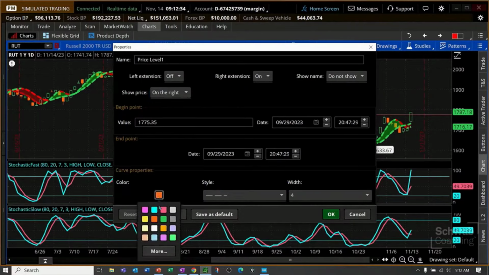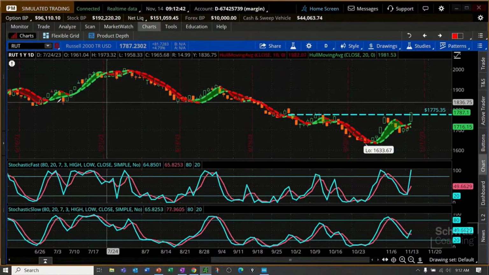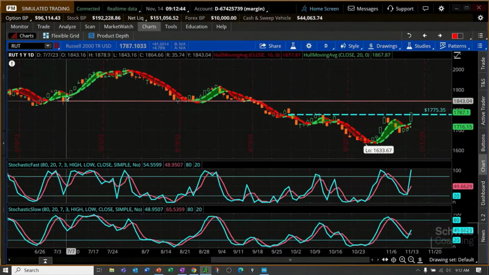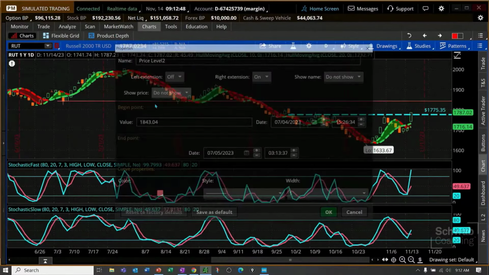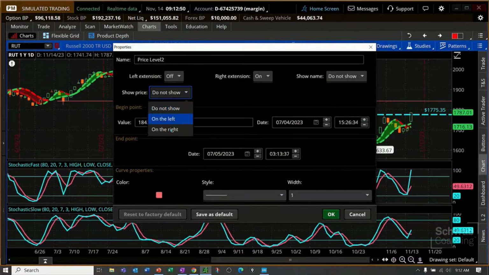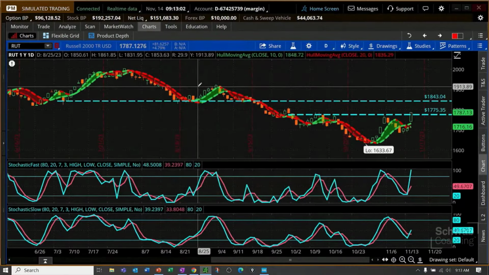No, let's not go orange. Let's go blue. Okay. And now when we draw a line, we can see that level. Now, if we were to break the 1775, probably some levels that we might be looking for, could it go to? I didn't save it as a default, so I'll have to fix that. Let me just go back, do what I did, but then save it as a default. Because I didn't do that. There we go. Save as default now. Now when I draw the line, it should do it. So let's. There we go. So now if I draw another one.